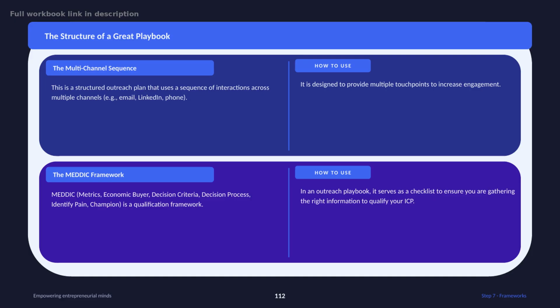The second is metrics, economic buyer, decision criteria, decision process, identify pain, champion. In an outreach playbook specifically, it functions as a checklist to make sure you're gathering the right information as you go, so nothing about your ICP stays theoretical.